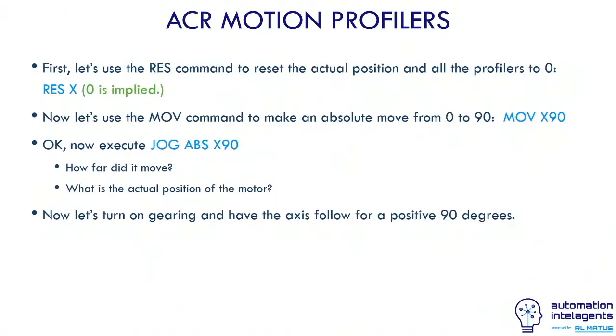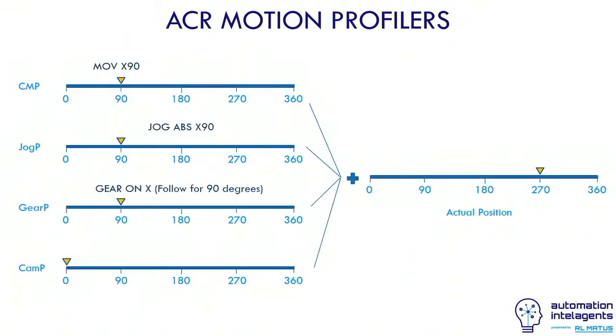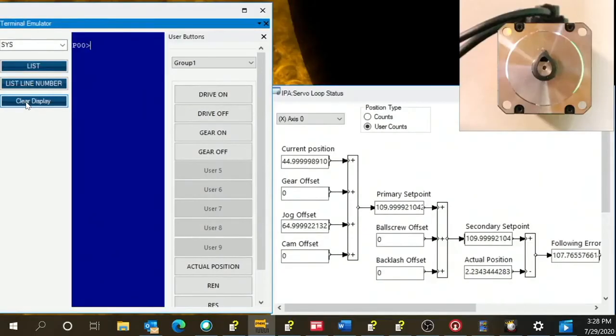First, we'll use the RAS command to reset the actual position in all the profilers to 0. RAS X. 0 is implied. Then we'll use the MOV command to move from 0 to 90. That's MOV X90. Then we'll do the Jog ABS X90. You think it'll move? We'll find out. Then we'll do some gearing and have the axis follow for 90 degrees. As you can see from the diagram, each register contributes 90 degrees and thereby commanding the actual position to 270. This will probably make more sense if we watch the motor in the data live.